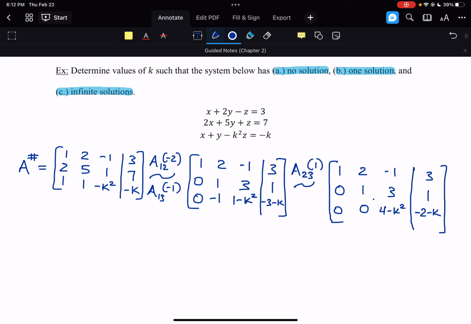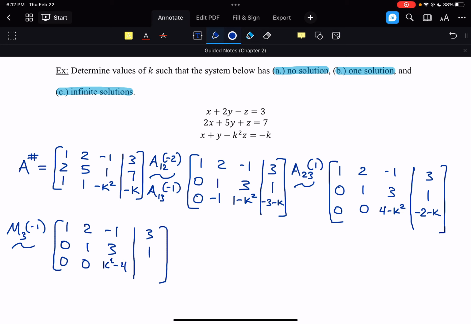And then from here, this would be fine as is, but let's go ahead and just multiply this row through by negative 1. Just so that we can make it look a little nicer. So multiply third row by negative 1. So we get 1, 2, negative 1 with 3. We get 0, 1, 3 with 1. 0, 0, k squared minus 4, and k plus 2. Okay. Now, whether this system has no solution, one solution, or infinitely many solutions purely depends on where these pivots are in this matrix, in its row echelon form.